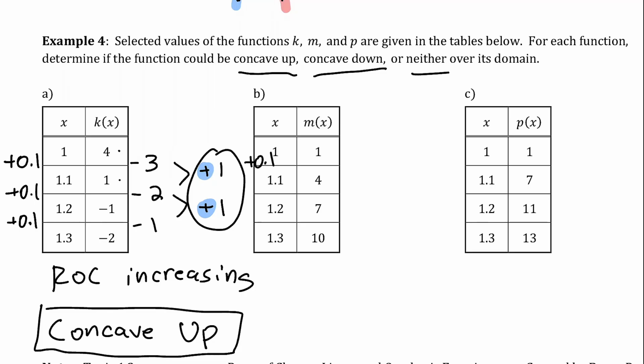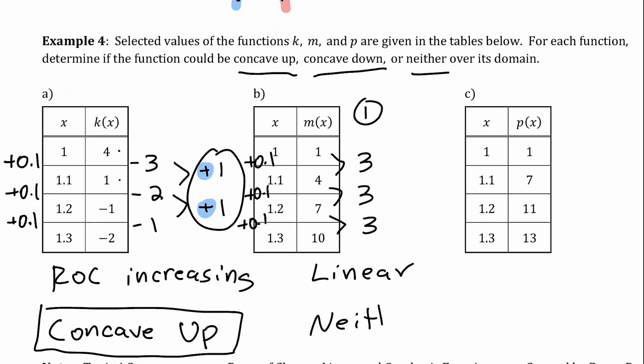Again, all my x's here are going up by 0.1. If I look at my y's here, this is going up by 3, going up by 3, going up by 3. Again, this is my first rate of change, so this is linear. So it would be neither. Rate of change is constant. It's not increasing or decreasing. The rate of change stays the same. That means it's linear. It's not concave up or concave down. It just looks like a line.